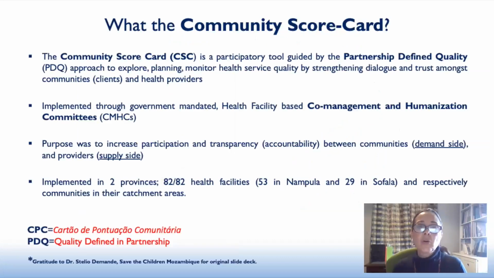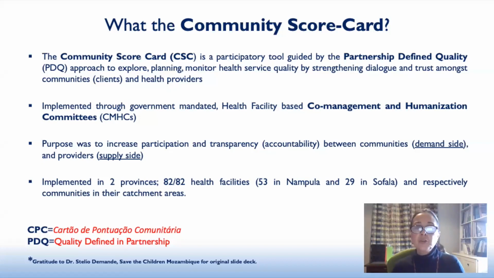Slide number 2, what is the scorecard? Well, the scorecard is a participatory tool guided by the Save the Children Partnership Defined Quality process, which is a process to help communities explore, plan, and monitor service quality along with health providers. This particular initiative in Mozambique was implemented through the government-mandated, facility-based co-management and humanization committees. And the purpose was to increase community participation and transparency with health providers on the improvement in quality services.